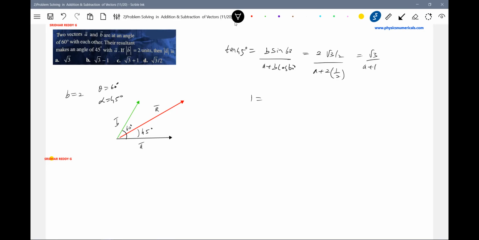Tan 45 is equal to how much? I'll write it here. Tan 45 is 1. So 1 equals root 3 over A plus 1. All together, this will be A plus 1 equal to root 3, or A equal to root 3 minus 1. Okay, this is our answer. The magnitude of A is asked.